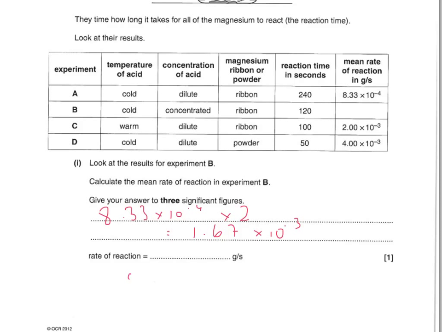You could also put 0.00167 if you wanted to, or you could put 16.7 times 10 to the minus 4. But you've got to make sure it's only to 3 significant figures. So basically the first non-zero number that you come across is the first significant figure, then every number afterwards is another significant figure. So no, no, no, yes, yes, yes, that's 3 significant figures.